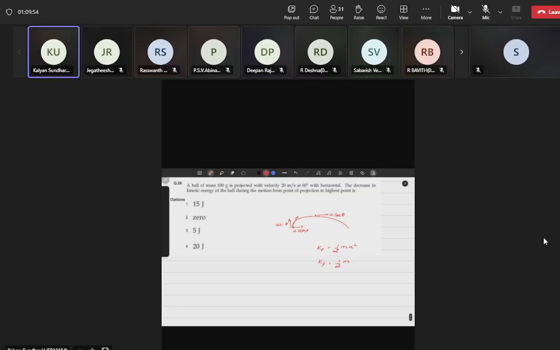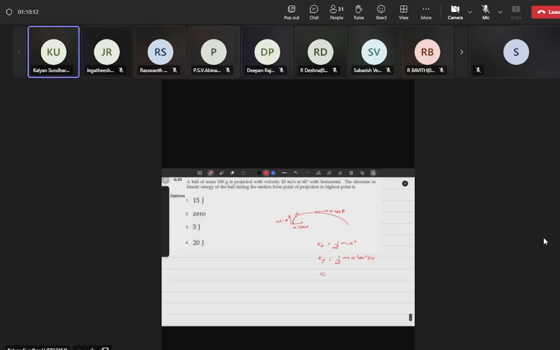So at the maximum point, instead of u, replace with u cos theta, so it will become u square cos square theta. What is the angle? 60 degrees. Correct? So this is the change. So K initial minus K final, which will be half m u square into 1 minus cos square 60, and that is 1 by 4.